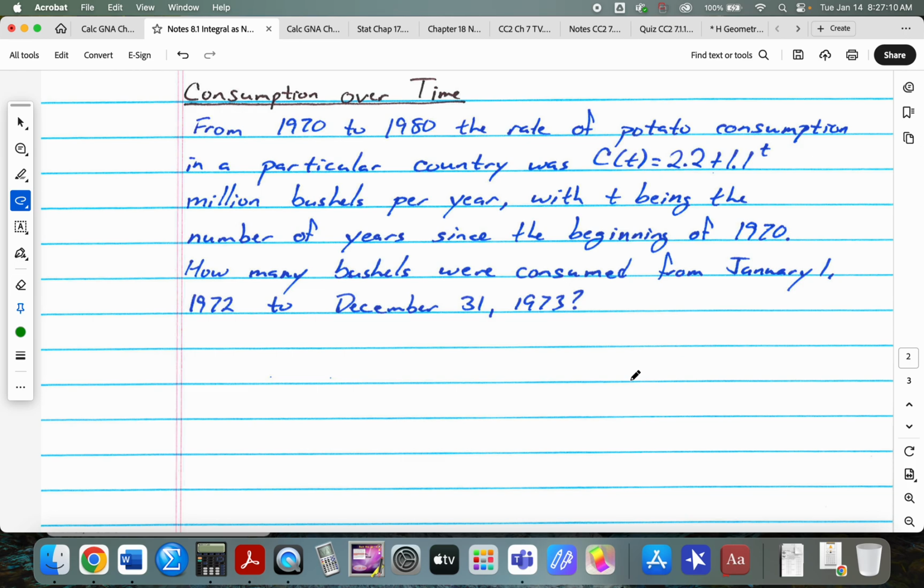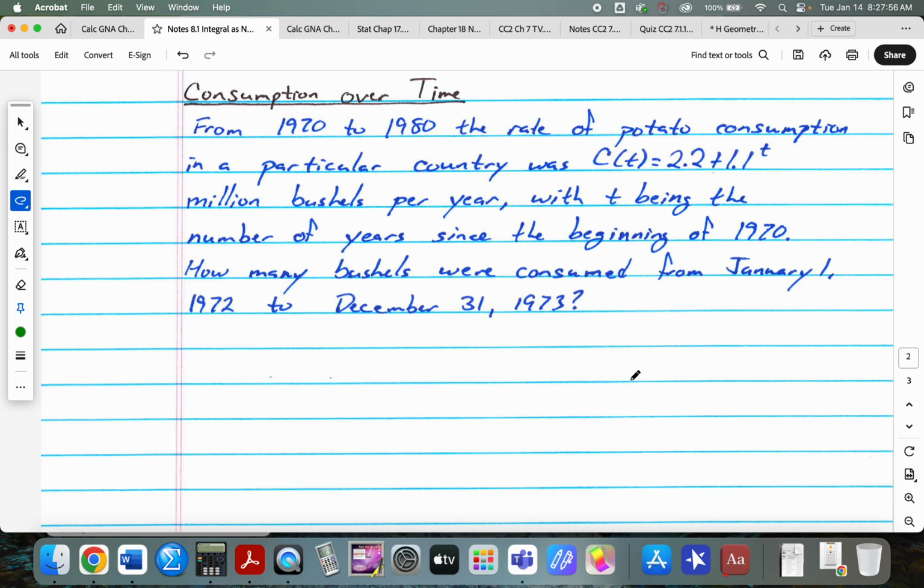Here, from 1970 to 1980, the rate of potato consumption in a particular country was C of t equal to 2.2 plus 1.1 raised to the t power million bushels per year, with t being the number of years since the beginning of 1970. One of the things about rate problems like this is they give the rate a name, but this is the rate of change of something. This is the derivative of something. Sometimes students get all tangled up by that. So this is really B prime.